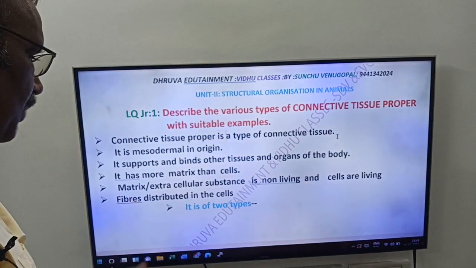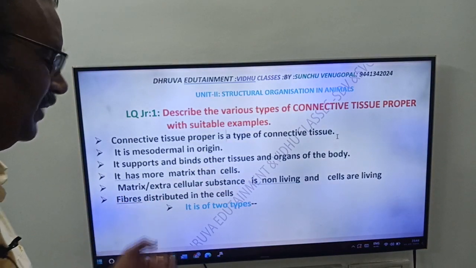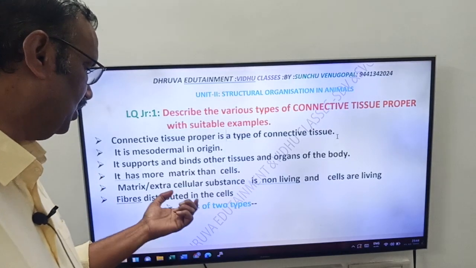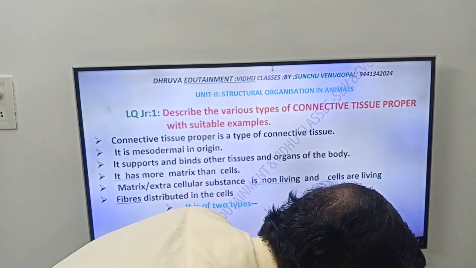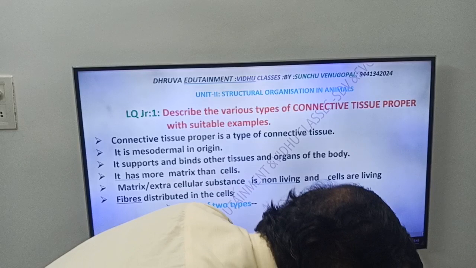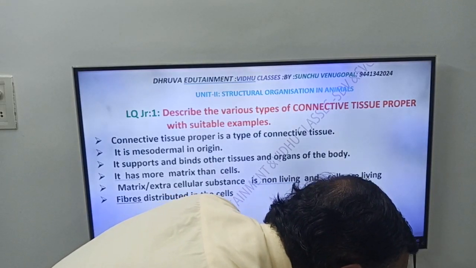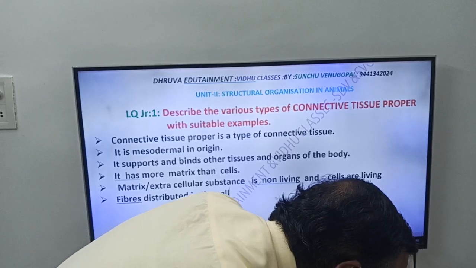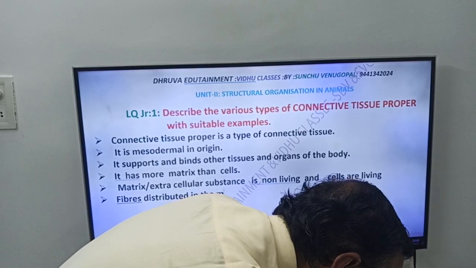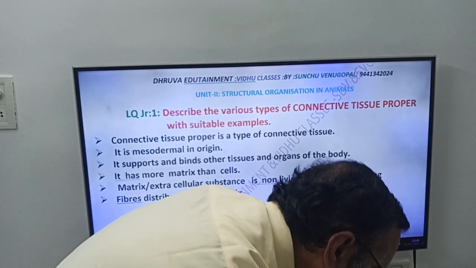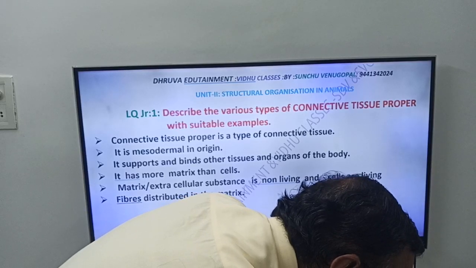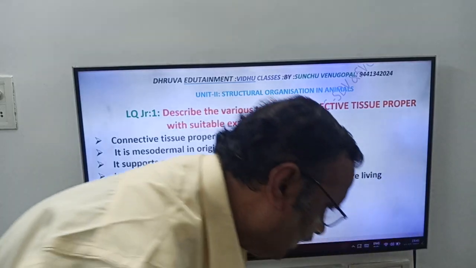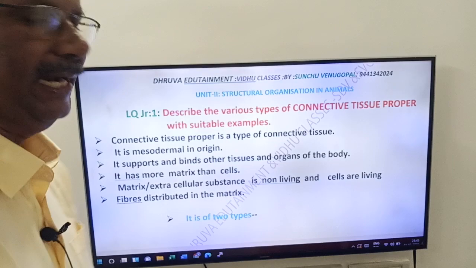This connective tissue proper also has fibers. These fibers are distributed in the matrix, not in the cells, sorry.